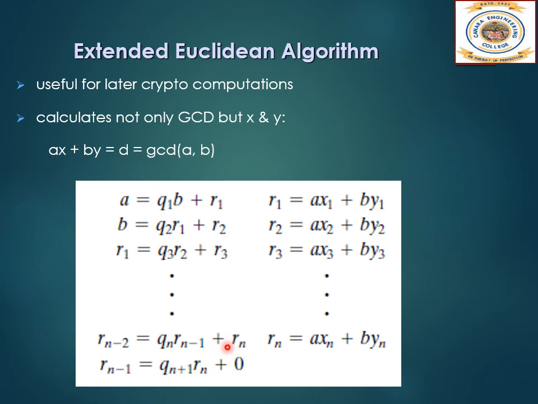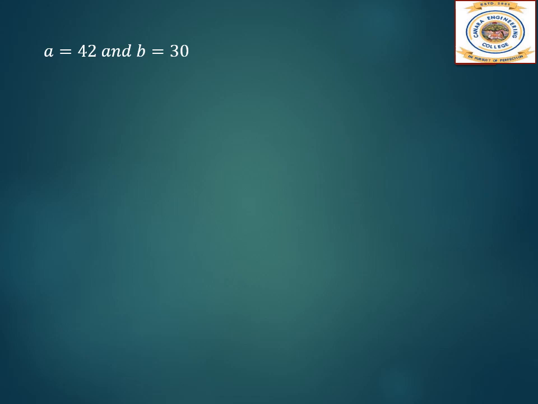This will be evident by taking an example. Let us solve an example and understand the concept in a better way. Let me consider an example where a is 42 and b is 30. First let us write the expression with x and y: ax plus by is equal to d. So I write it as 42x plus 30y is equal to d, where 42 is a, 30 is b, and d is the GCD.